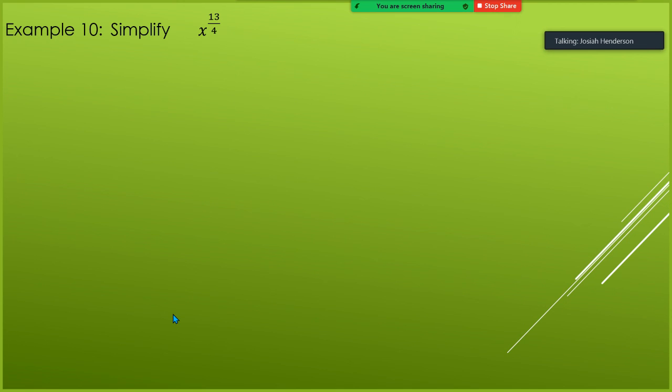Let's do this example. Example 10. Simplify x to the 13/4 power. I'm going to start by trying to see how best to simplify it. We could start by turning it into radical form, like this. The bottom number, the 4, that's the root, so that's outside the box. The 4th root of x to the 13.